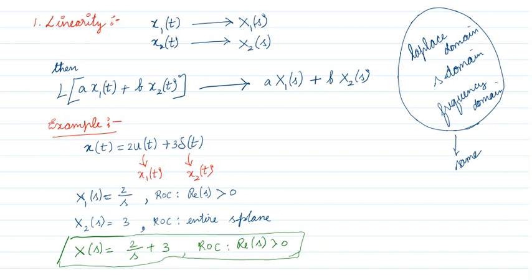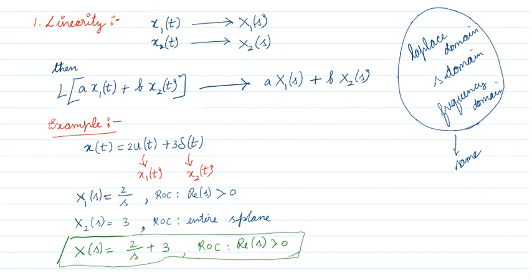So if x1 of t Laplace transform corresponds to capital X1 of s, x2 of t corresponds to capital X2 of s. Suppose a into x1 of t plus b into x2 of t, if I want to take the Laplace, I indicate by the symbol notation L. It is equal to a into what is the Laplace transform of x1 of t? It is X1 of s. What is the Laplace transform of x2 of t? It is X2 of s. This property is called linearity property.